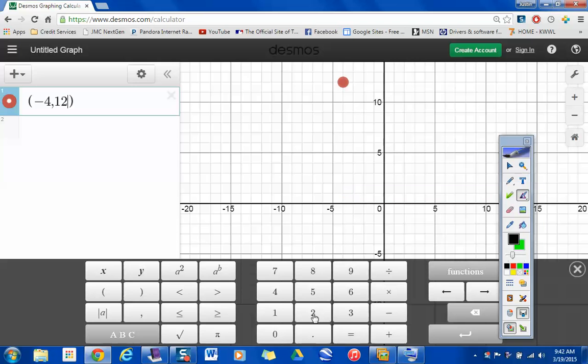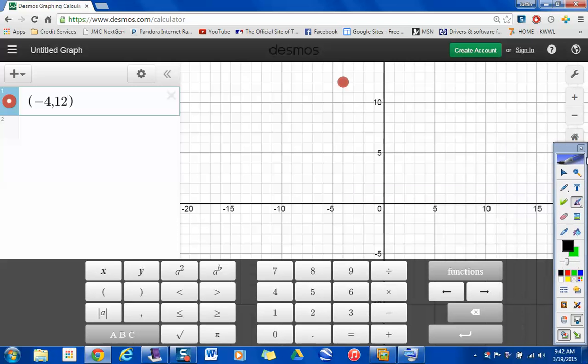Now notice, on my graph right here, and if it doesn't show up on yours, hit the minus button over here to zoom out so you can see it. That point, -4, comma 12. Isn't that 4 to the left and up 12? You guys agree with that? Okay, so I've got this point plotted. Left 4 units and up 12.